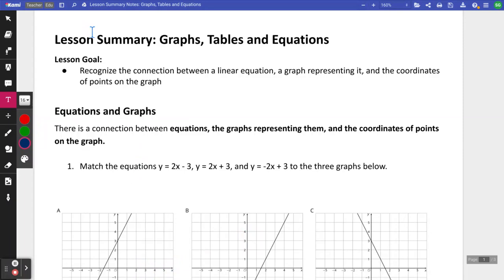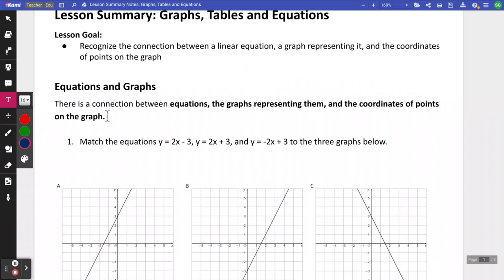Our lesson today was called Graphs, Tables, and Equations, and the goal of this lesson was to recognize the connection between a linear equation, a graph representing it, and the coordinates of points on the graph. To get us started, the first part is really going to look at the connection between equations and the graphs representing those equations, which is what this first sentence says, right? There is going to be a connection between these equations, the graphs representing them, and specifically the coordinates, which is that pair of numbers that represent a point on the graph.